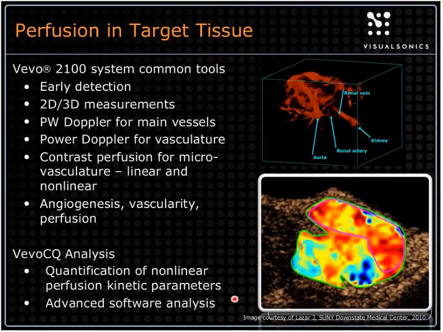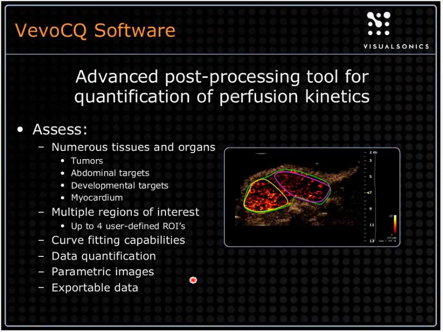So once you take your nonlinear data into VevoCQ, you've got a lot of tools available for really in-depth analysis of things like perfusion kinetics and various other types of metrics to really investigate what's going on in perfusion in the area that you are interested in looking in.